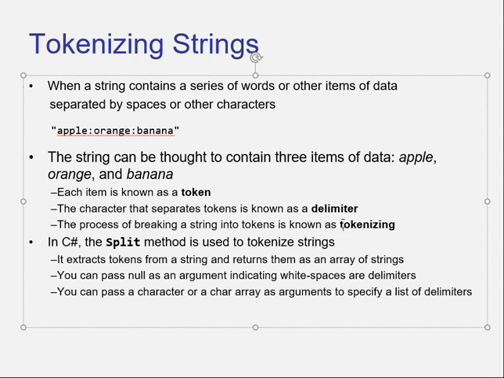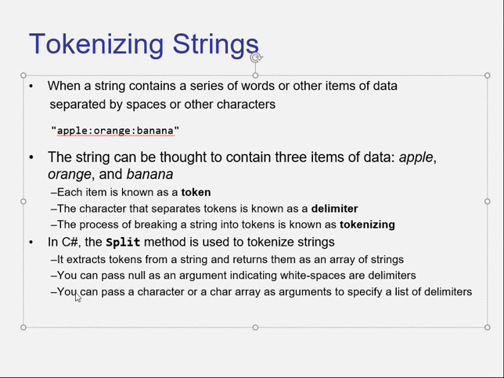So they call this tokenizing a string. When we tokenize a string, we've got a string of characters and we're going to break it up into multiple pieces by separating it at its delimiter points right here. We're going to use a method in C# called Split to split up the string and tokenize it. When we split it, it extracts the tokens from the string and returns them as an array of strings. So it's going to put apple into one element, then orange into a separate index, and then banana into another element, and they'll have their own subscripts. This will be 0, this will be 1, this will be 2.